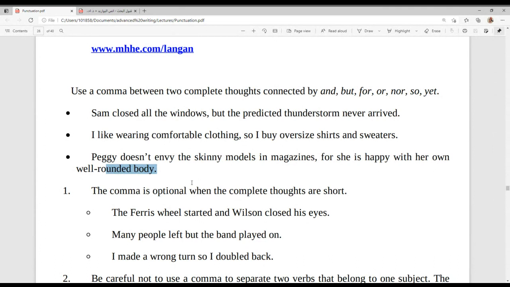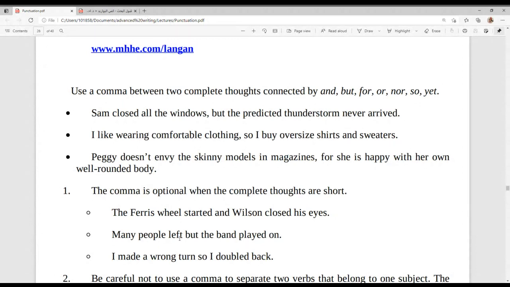The Ferris wheel started and Wilson closed his eyes. Look, this is a very short thought here, so we don't use the commas. Many people left, but the band played on. Again, it is optional. If you use it, it's correct.